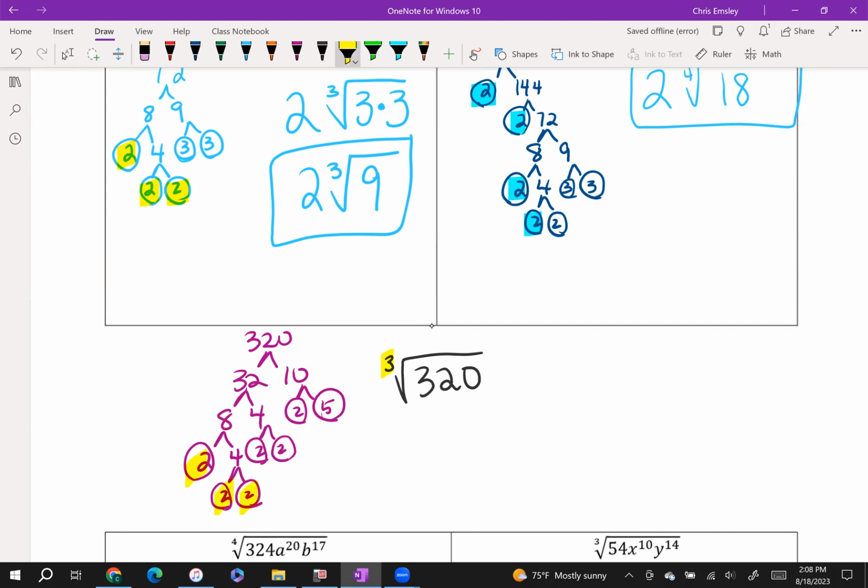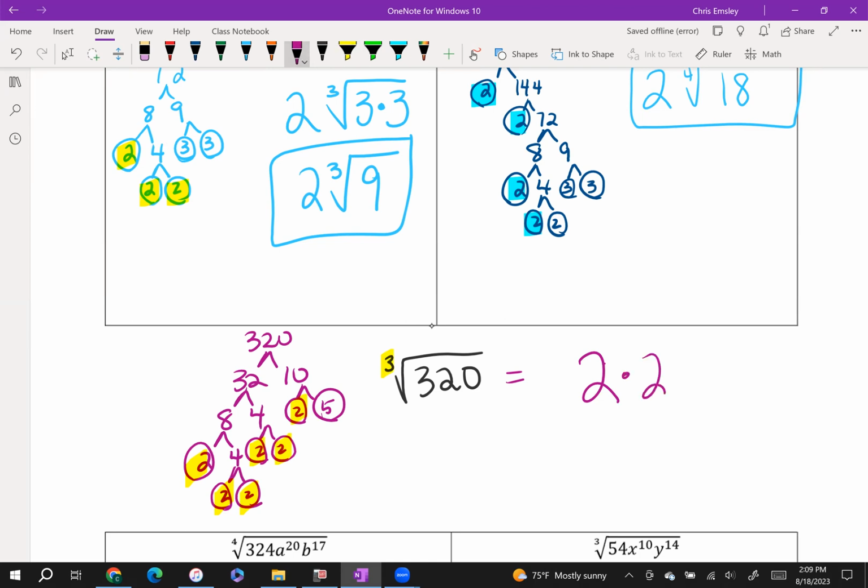1, 2, 3. There's one set of 2s that gets to come out. Oops, I don't want a highlighter. I want a pen. That means one set of 2s gets to come out. But look, I have another set of 2s. There's another triplet. So another 2 gets to come out.